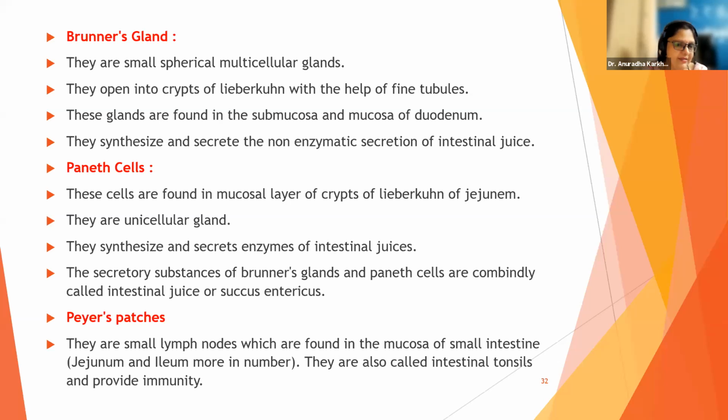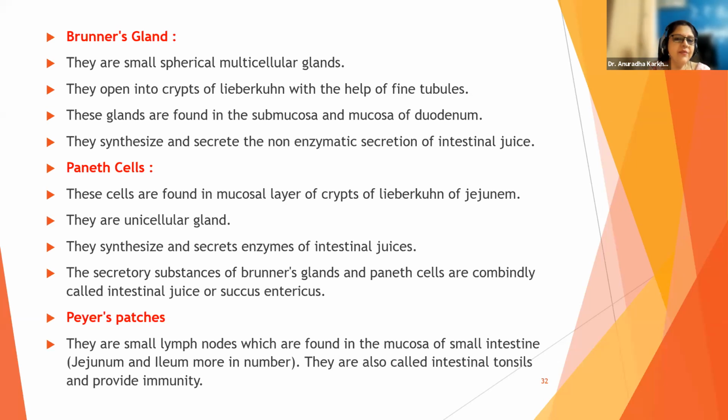Yes, bacha. So now let us talk about the Paneth cells. These cells are found in the mucosal layer of the crypts of Lieberkühn in the jejunum. All the depressions in the mucosa are called crypts. They are unicellular glands. Paneth cells are unicellular cells. They synthesize and secrete the enzymes of intestinal juices.